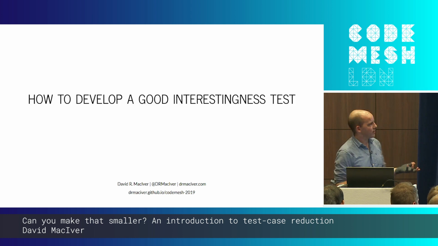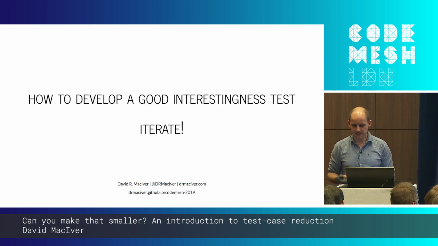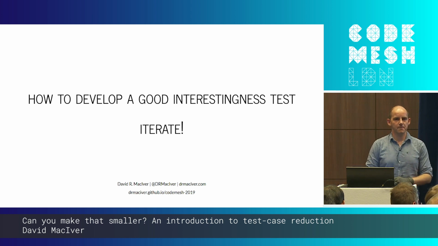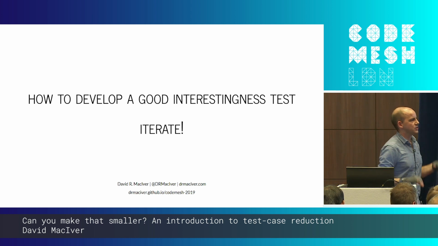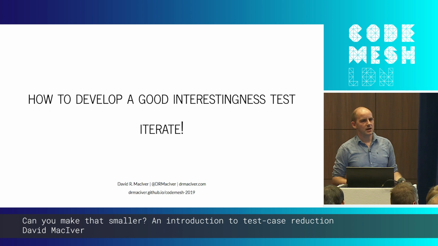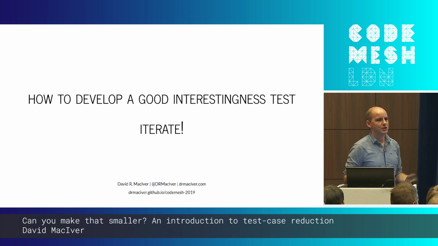So in general, how do we develop a good interestingness test? It's basically just you iterate. You start with a bad interestingness test, you see what happens, you fix it until your final example looks good. And there are smarter things you can do, but it's not really worth it, because this way you can let the test case reducer do all the work.